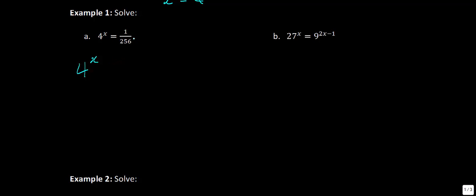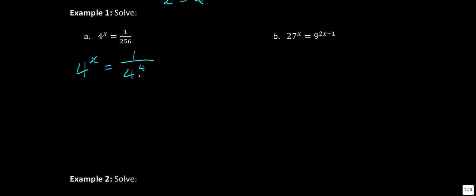Now, you might recognize 256. If you take the square root of 256, you get 16. And if you think of it, 16 is the same thing as 4 times 4. So that means 4 times 4 times 4 times 4, 4 times, would equal 256. So this is the same thing as having 1 over 4 to the power of 4.